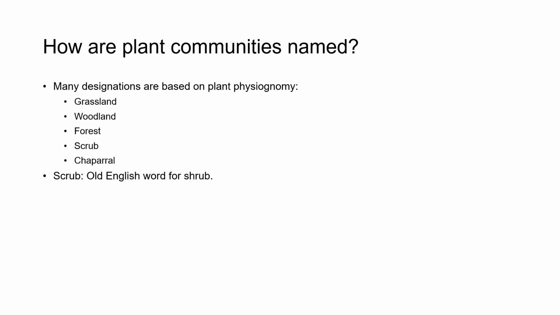The word scrub is derived from an Old English or Northern European word for shrub. So in scrub plant communities, the dominant plants are low-growing shrubs, usually less than around 6 feet or 2 meters tall. The word chaparral is derived from the Spanish word chaparro, which refers to a shrubby oak tree.